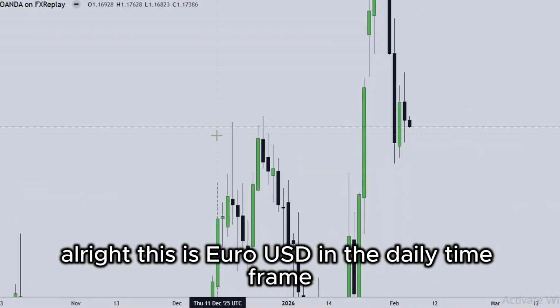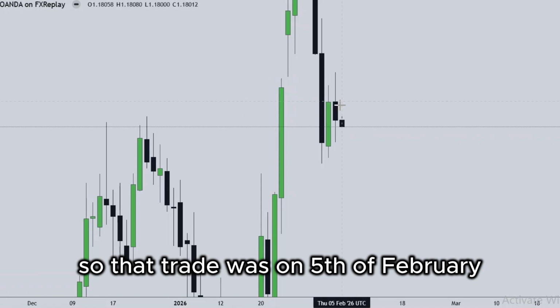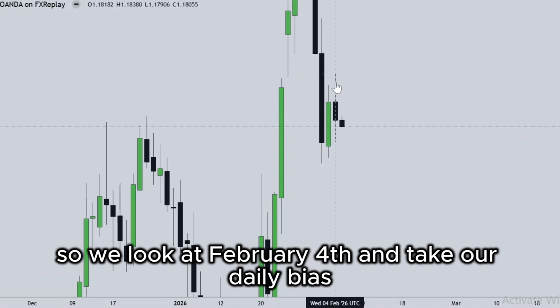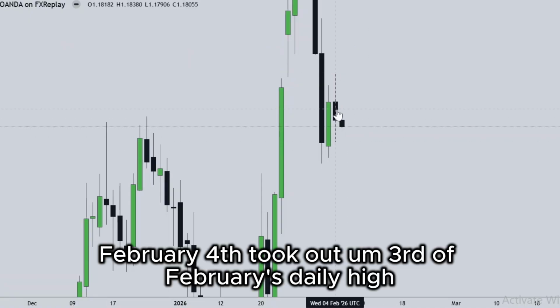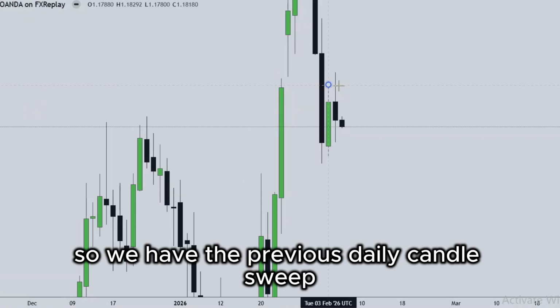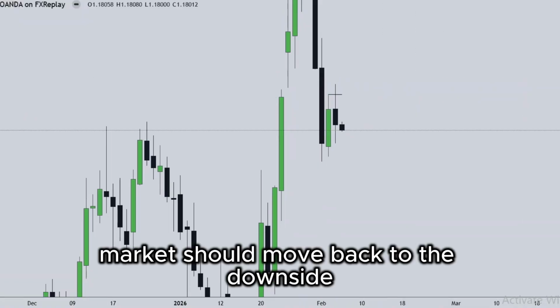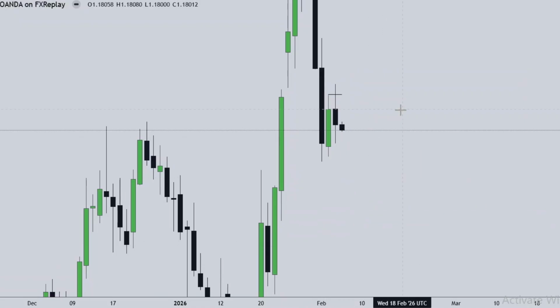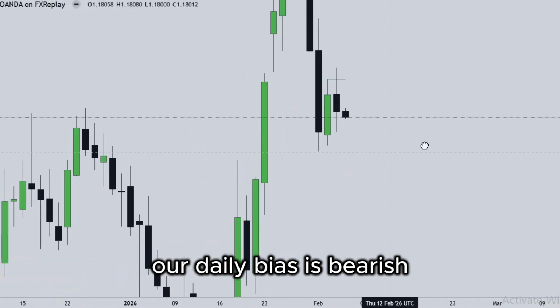Alright, this is Euro USD in the daily time frame. So that trade was on the 5th of February. So we look at the 4th of February and take our daily bias. Now the 4th of February took out 3rd of February's daily high. So we have the previous daily candle sweep indicating that market should move back to the downside. So this is our daily bias. Our daily bias is bearish.